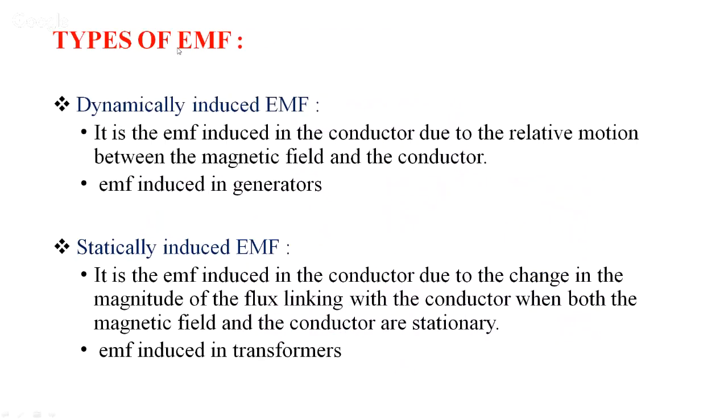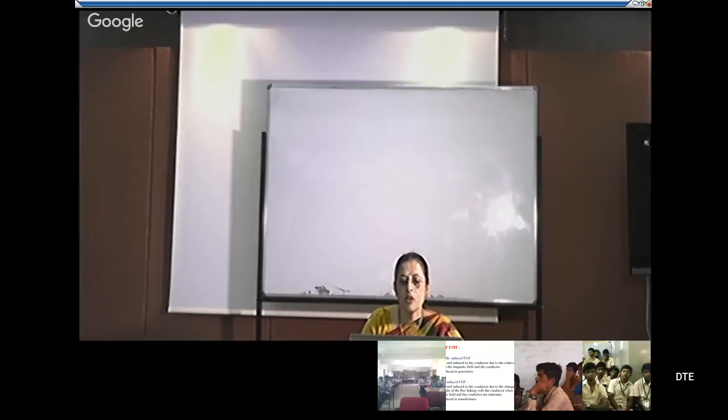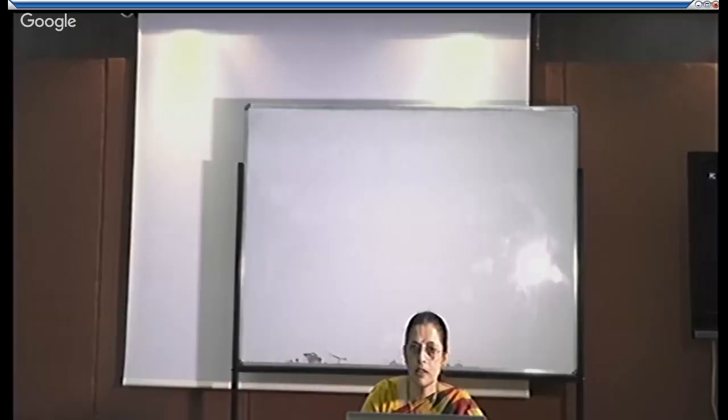Now let us understand clearly what is dynamically induced EMF. It is the EMF induced in the conductor due to the relative motion between the magnetic field and the conductor. Relative motion. Now what do we understand by this term? Relative means either you are moving the magnetic field or you are moving the conductor. Either way, you move the magnetic field or you move the conductor.